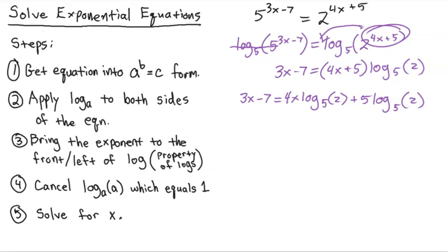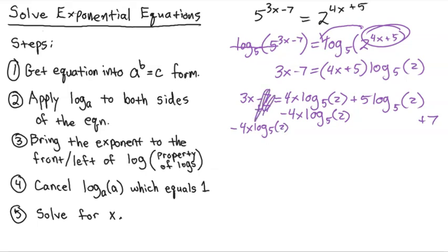Now in order to solve for x, we need all of the x terms, anything that has an x in it, on one side. So I'm going to move this 4x log base 5 of 2 over to the left side, and everything that doesn't have an x, like this minus 7, over to the right side. So I'm going to add 7 to both sides, and I'm going to subtract 4x log base 5 of 2. This is all one number, all one thing. I'm going to subtract that from both sides.